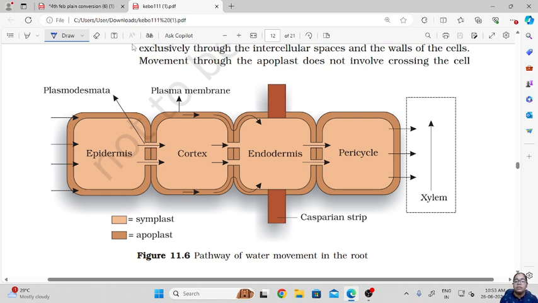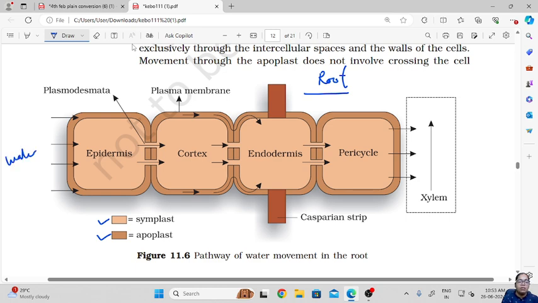Then comes the xylem. So this is the basic diagram of a root, a section of the root, as in how the cells are arranged and which are the different cells which are present in the root system. Okay, so over here the light brown color represents your symplastic pathway and the dark brown color represents your apoplastic pathway. So over here now water has to be absorbed from the soil.